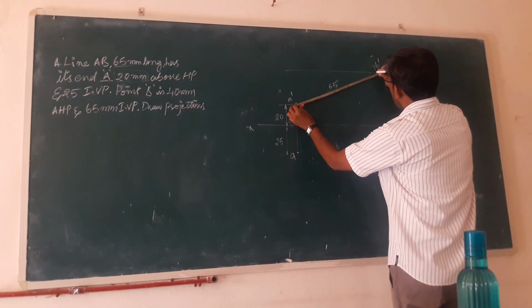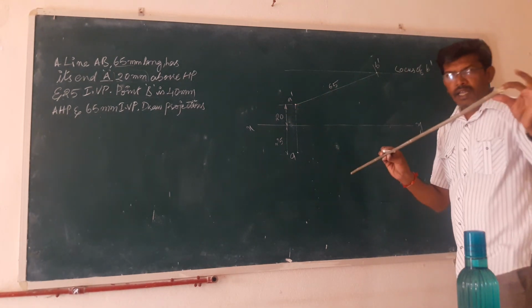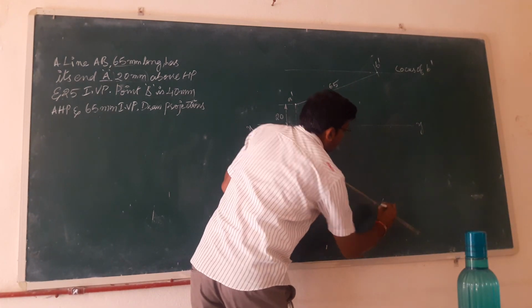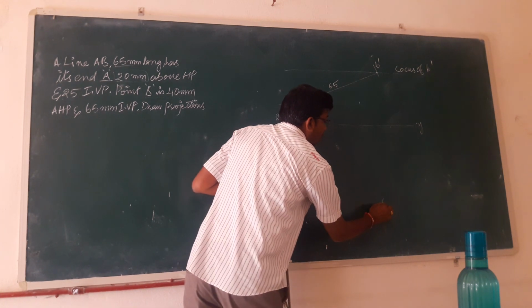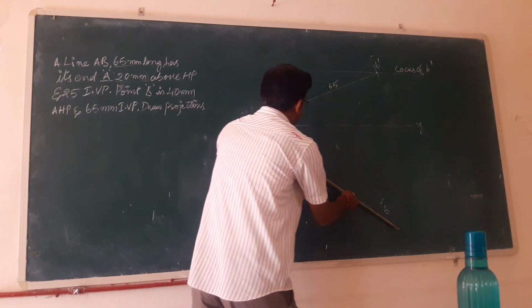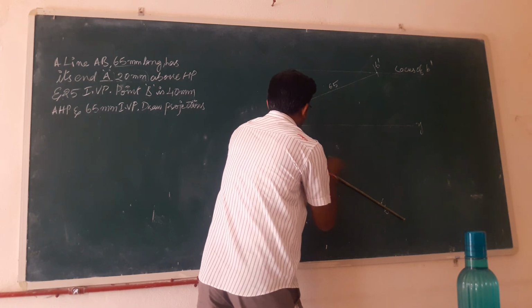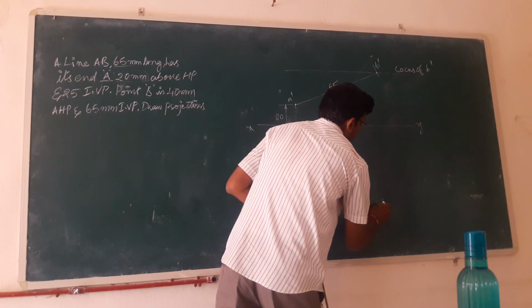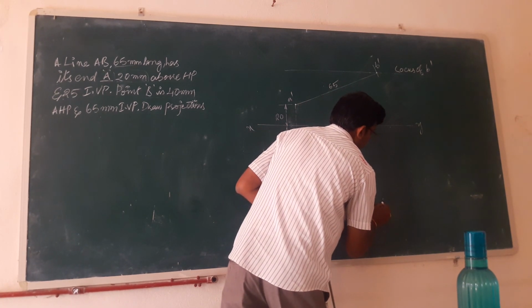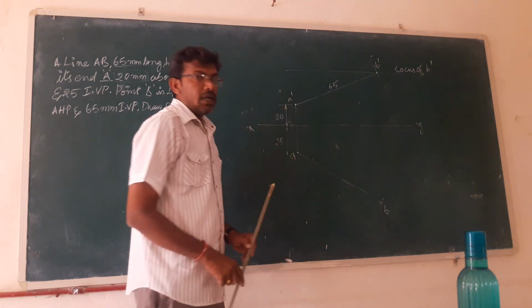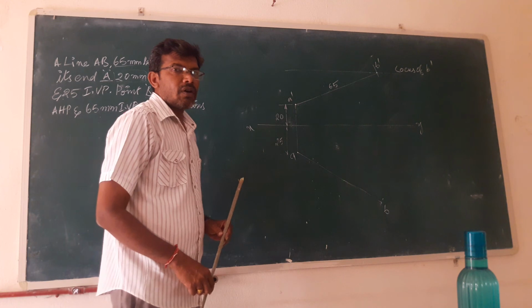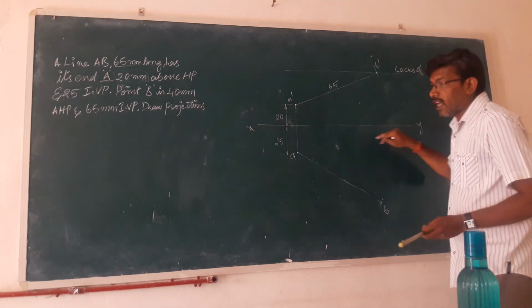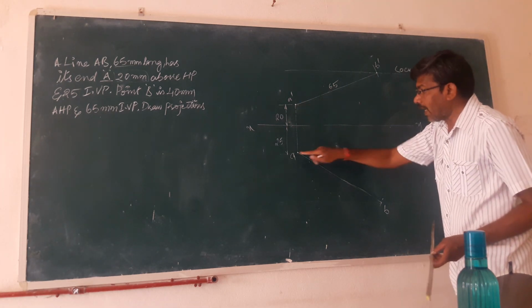As usual, simply you take the same length, that is 65. I have taken the length here, and take the same length with the center as A, and simply make an arc here. Then this point we term as B, and simply draw a line here. That is a line. Then next, you draw a parallel line to the xy from point A dash and A.